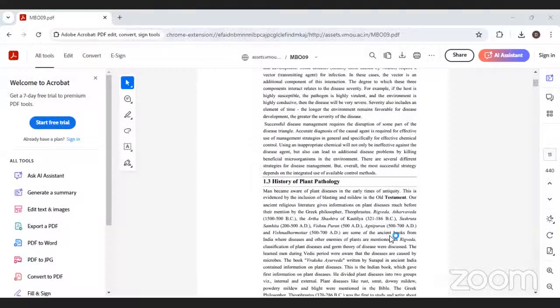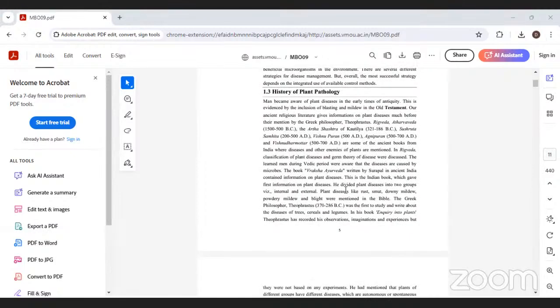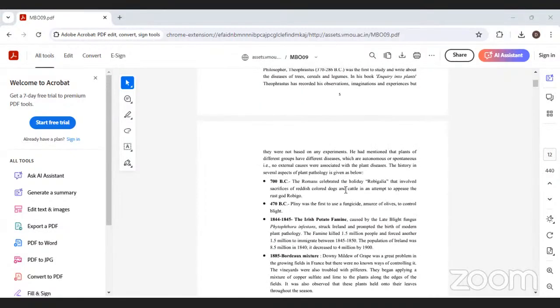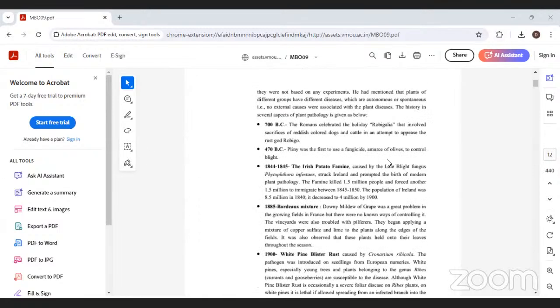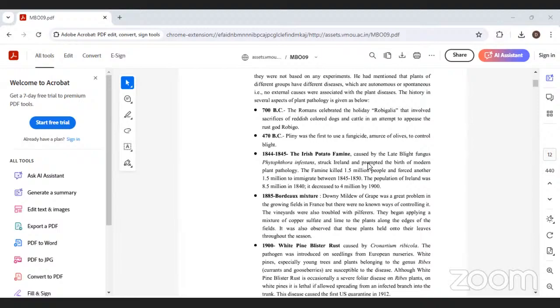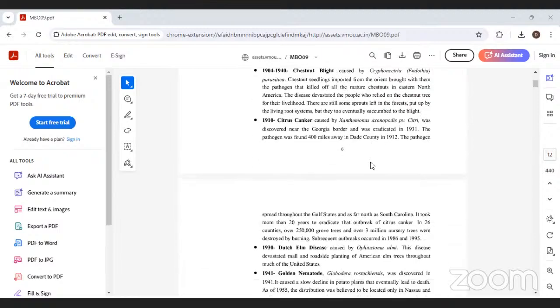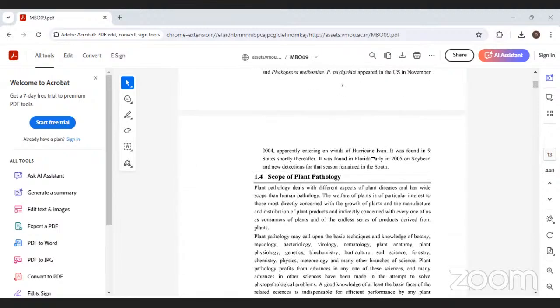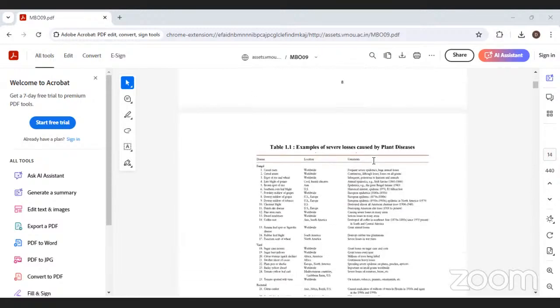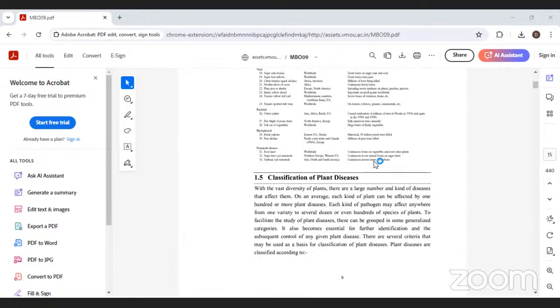See, yesterday I already started plant pathology. What is plant pathology? These are the things we will discuss in today's class. Okay. Now, history of plant pathology. Yesterday, I completed the total history of plant pathology. The history is already complete, scope is also complete, examples are also complete.